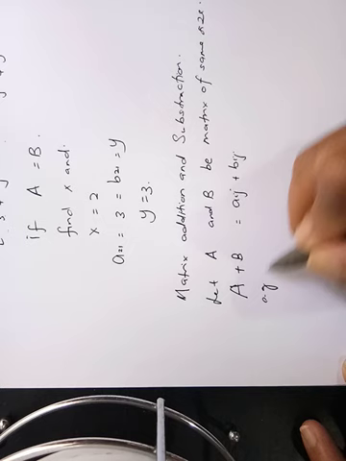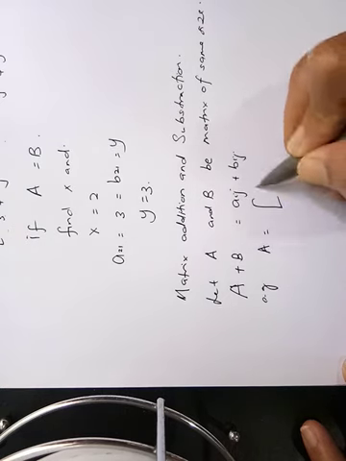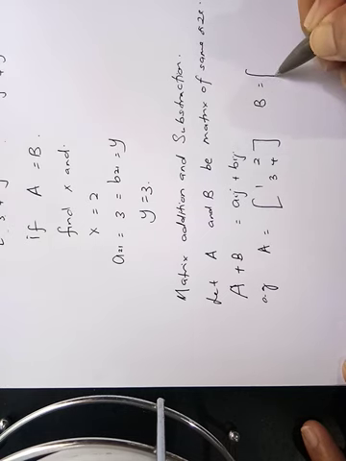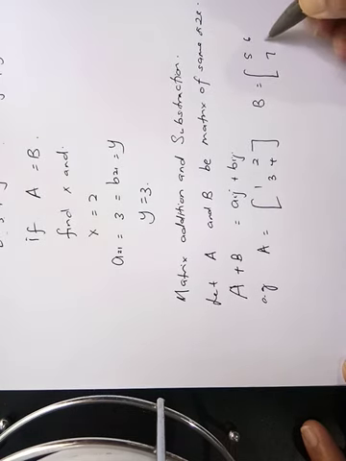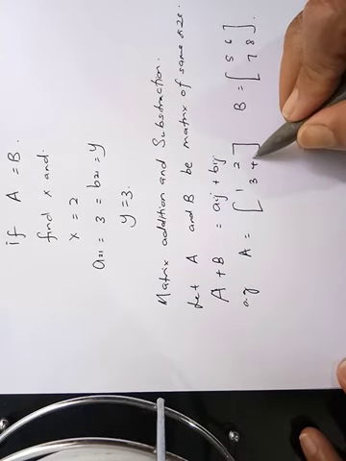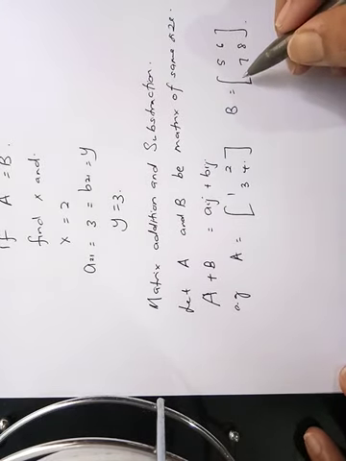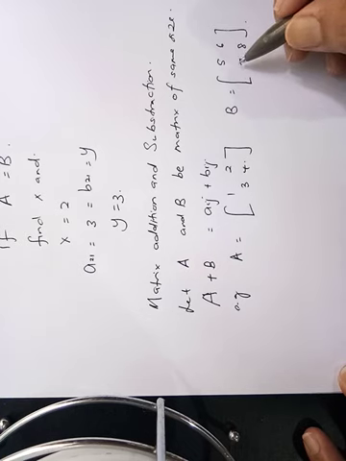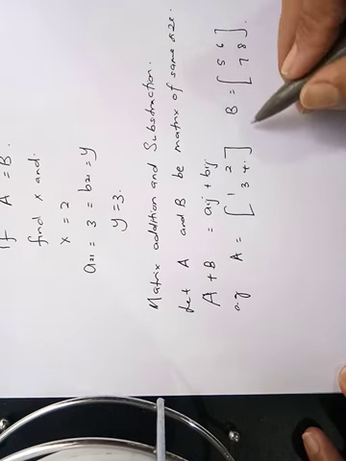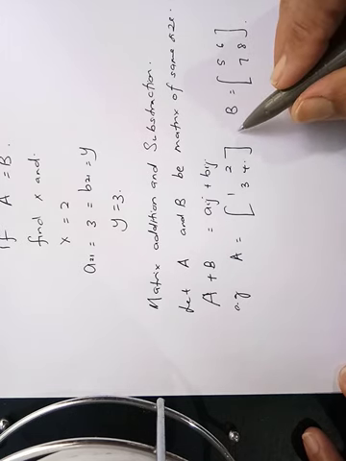Okay, example, let A be 1, 2, 3, 4 and B is 5, 6, 7, 8. So both must be of equal size. This is 2 times 2 and B also must be of matrix 2 times 2. If both size are not equal, so we cannot perform matrix addition.